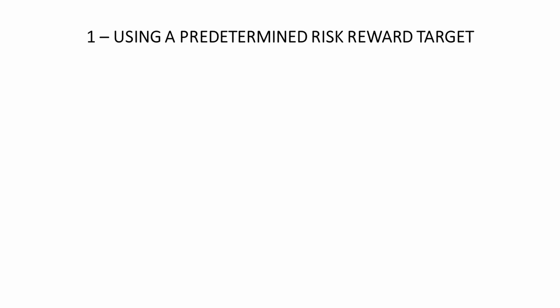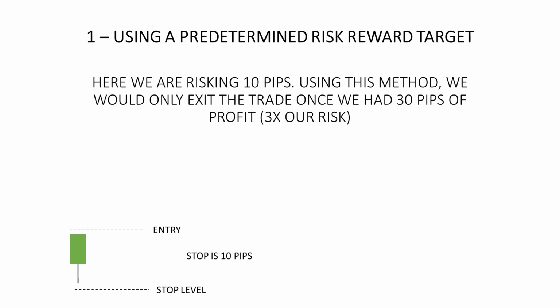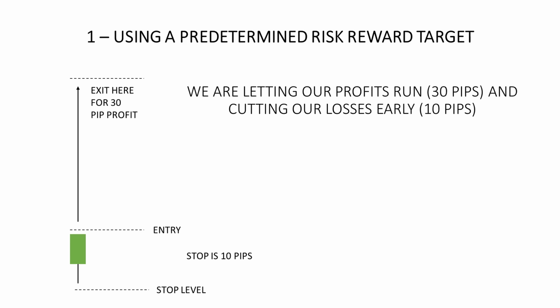Okay, let's get started with using a predetermined risk-reward target. This one is relatively simple. You aim for a fixed risk reward on every trade. Let's say 1 to 3 risk reward. We will use this bullish pin bar as our example for all of the methods. Here we are risking 10 pips. Using this method, we would only exit the trade once we had 30 pips of profit, which is 3 times our risk. When the trade reaches 30 pips, we take profit. We are letting our profits run for 30 pips and cutting our losses early for 10 pips.